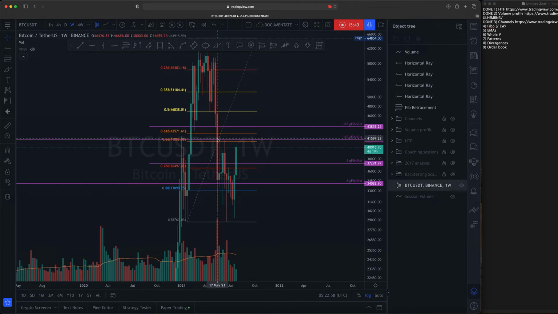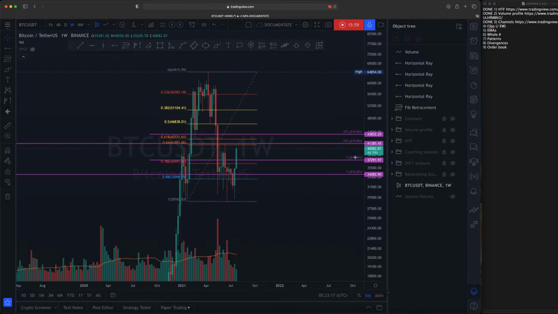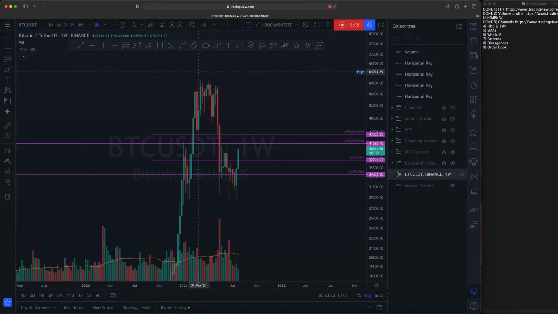Okay, we have a GC, golden circle, GC channel here, but okay, it's still a confluence with a 0.382, so I'm going to leave only that one, but it's okay. I'm not going to add more Fibos at the weekly level.